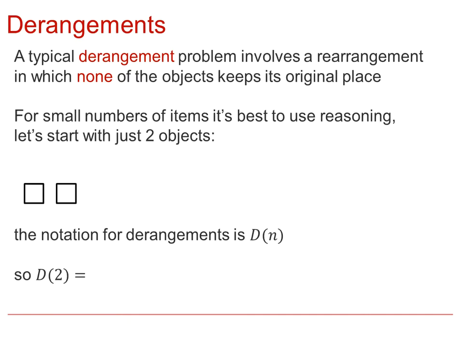For small numbers of items, it's best to use reasoning, so let's start with just two objects. Say A and B. Well, we could rearrange these as BA, and of those two options, only one is valid because in this option here, we have the original positions. So therefore, the only derangement is BA. Using the notation for derangements, D of n, we can therefore see that D of 2 equals 1.